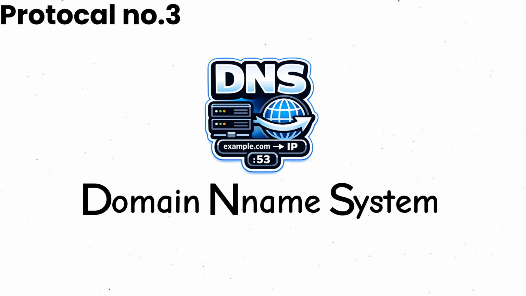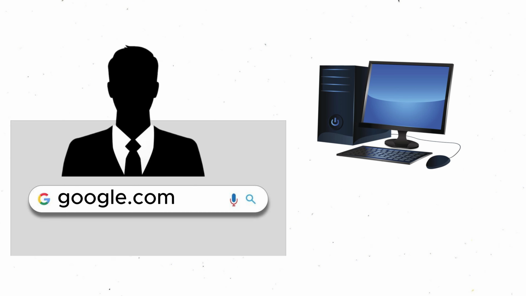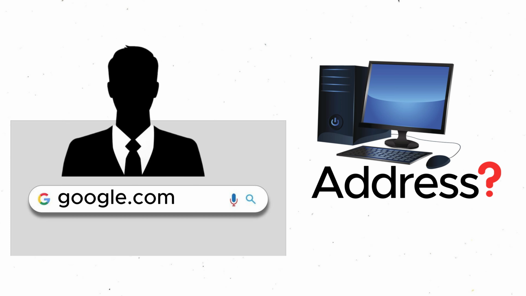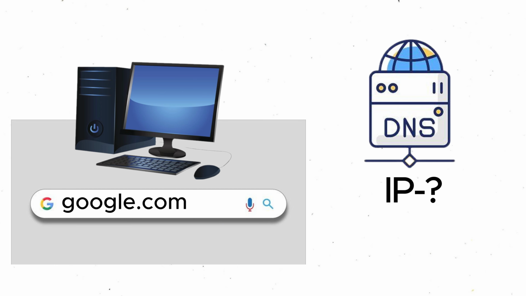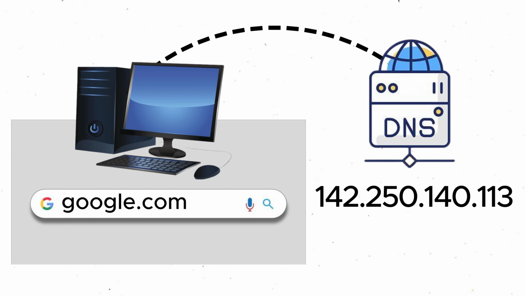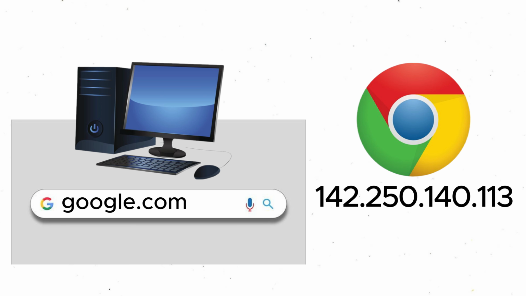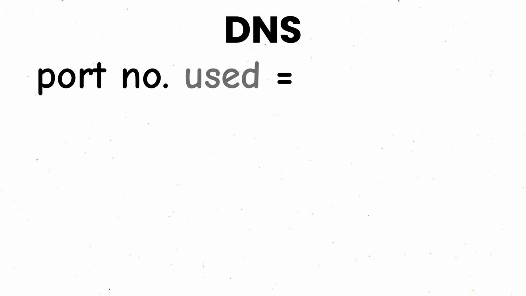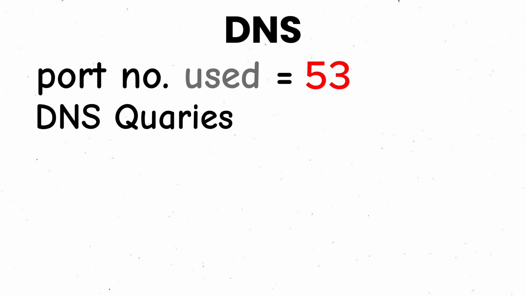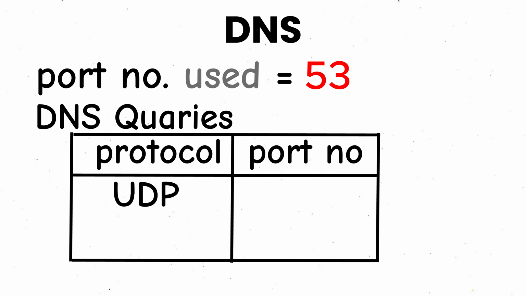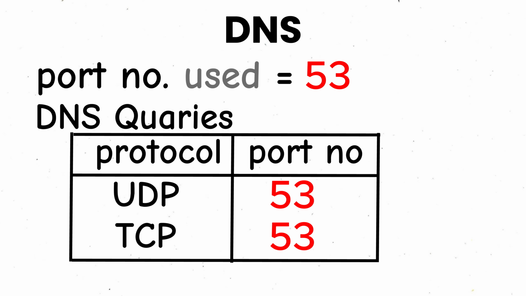DNS stands for Domain Name System. This is the Internet's phone book. Humans remember Google.com, but computers need an address. So what happens? You type Google.com. Your system asks a DNS server. DNS responds with the IP address. Your browser connects to that IP. DNS usually uses port 53. Most DNS queries use UDP 53, sometimes TCP 53.